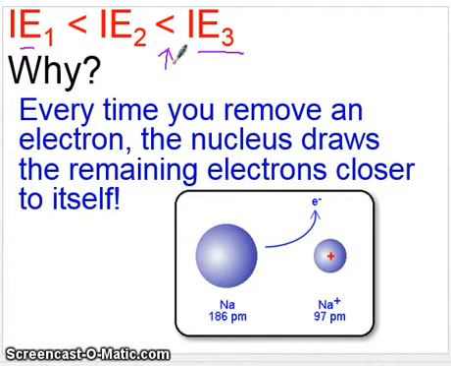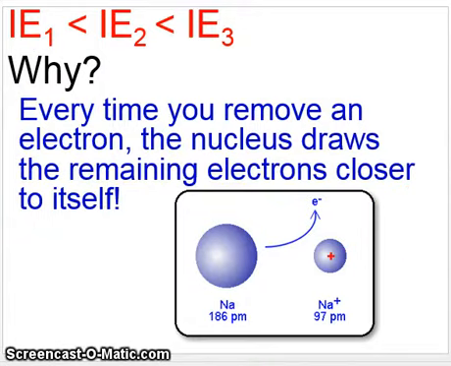Well, every time you remove an electron, the atom gets smaller because the nucleus draws the remaining electrons closer to itself, and then the atom becomes smaller. If you decide to remove a second electron, the nucleus will keep pulling the electrons in, the atom will get even smaller, and on it goes. So every time you remove an electron, the atom becomes smaller, so now it takes even more energy to remove the electron, and that's the reason for it.